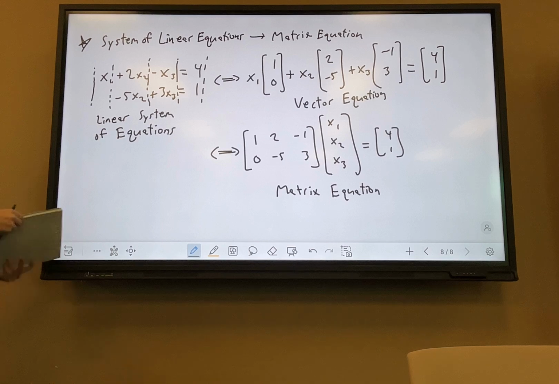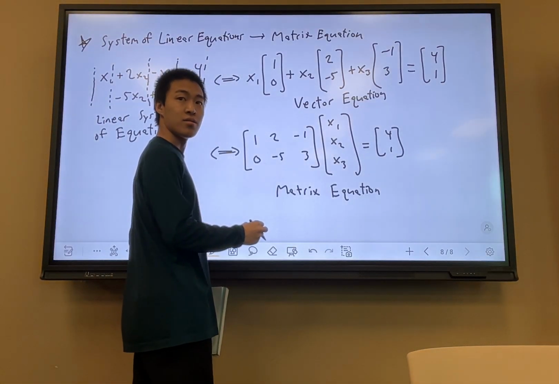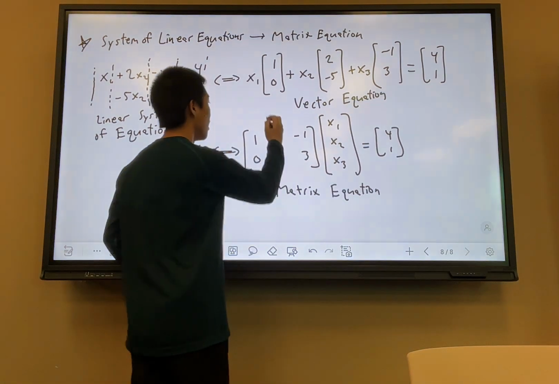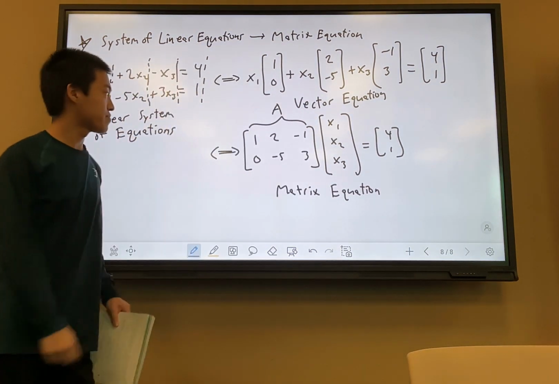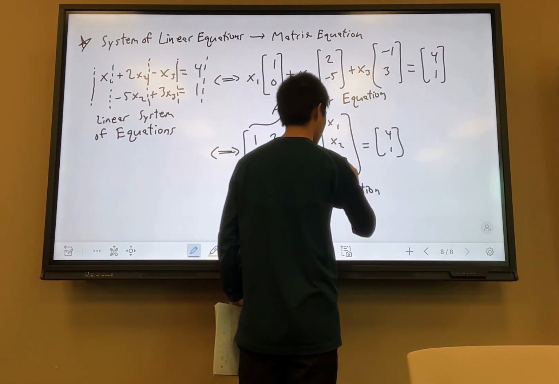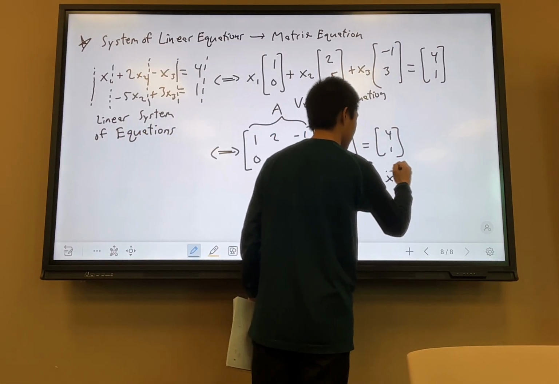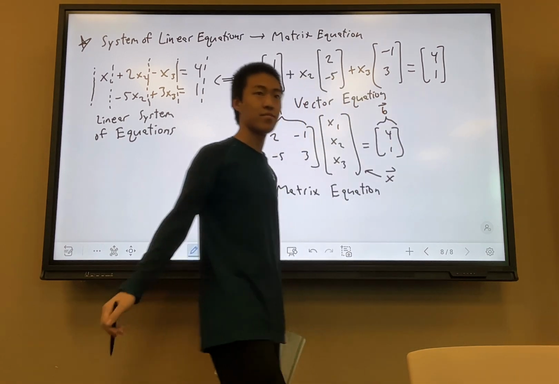Okay. Where we can understand this is our matrix A, that this is the vector x, and this is vector b.